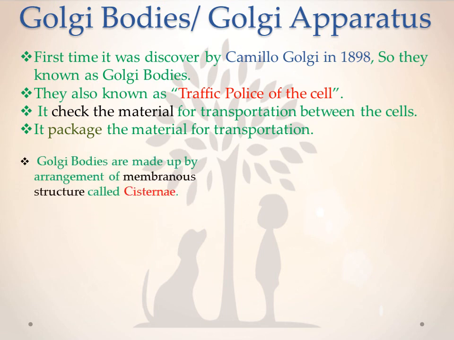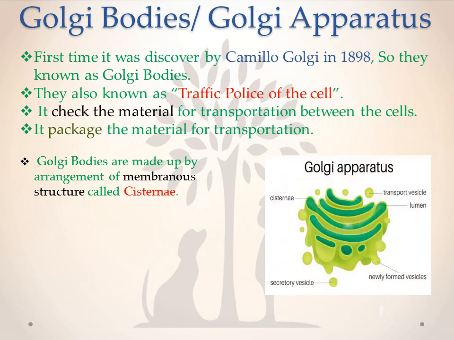Golgi bodies are made up of an arrangement of membranous structures called cisternae. These cisternae are arranged one over another. In the picture you can easily see that the cisternae are arranged over one another. They are sac-like structures actually. The space present between these cisternae is known as lumen.